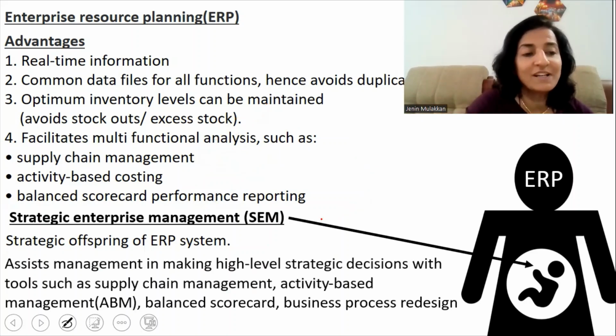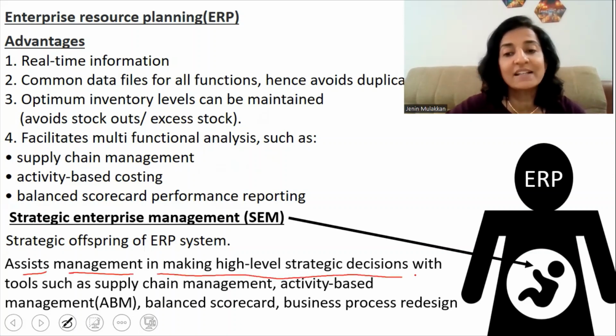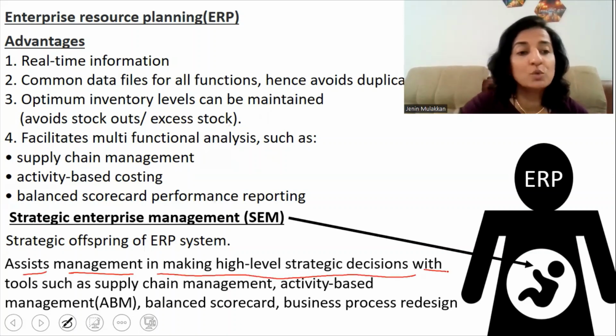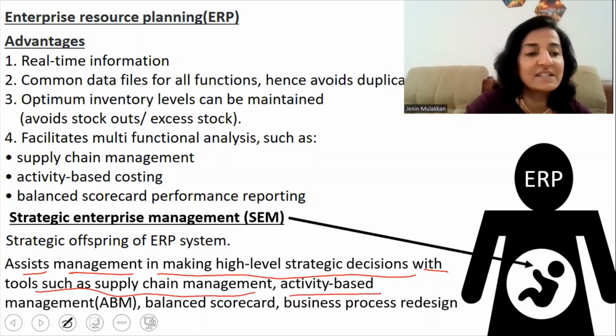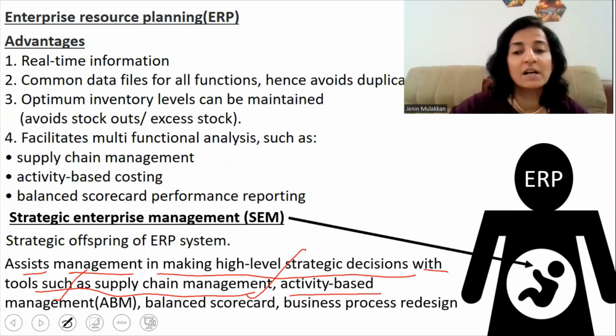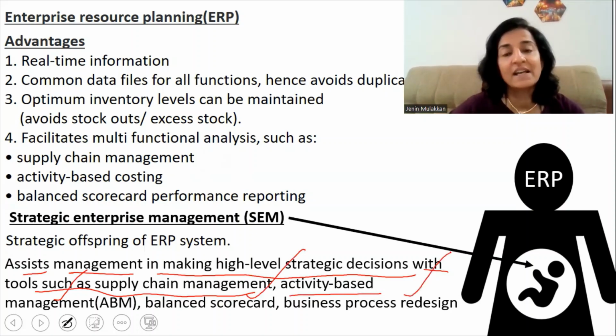So strategic enterprise management assists management in making high-level strategic decisions with tools such as supply chain management, activity-based management, balanced scorecard, business process redesign. So this is actually a product of ERP. If it was not for ERP, we would not be able to do strategic enterprise management.